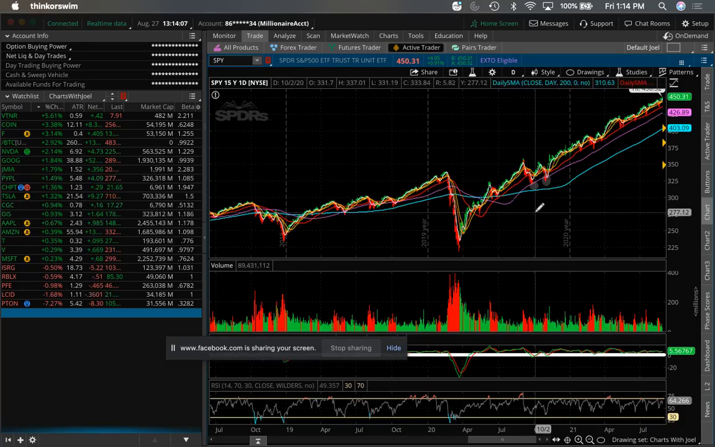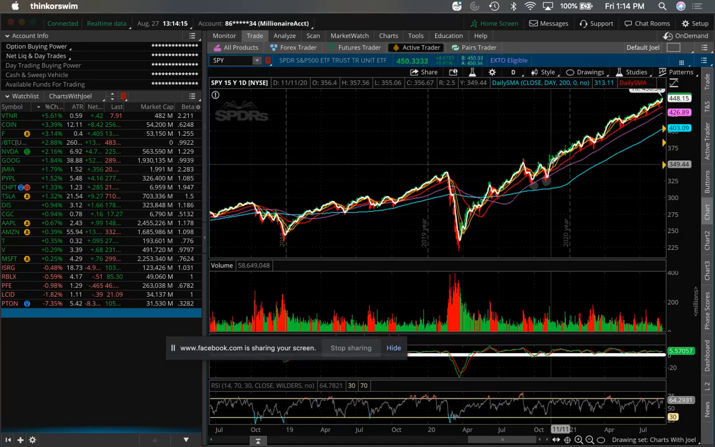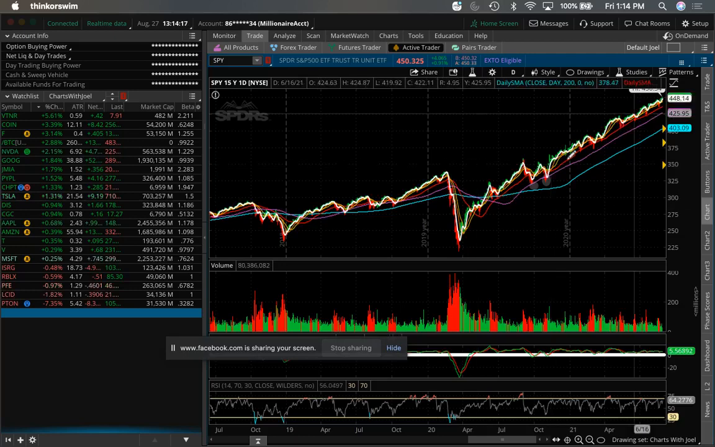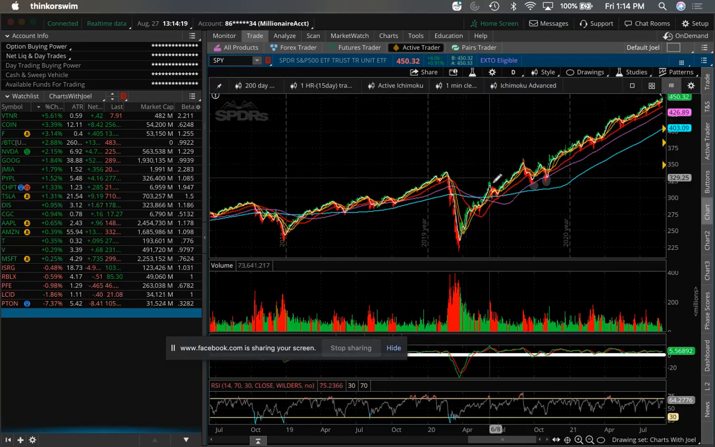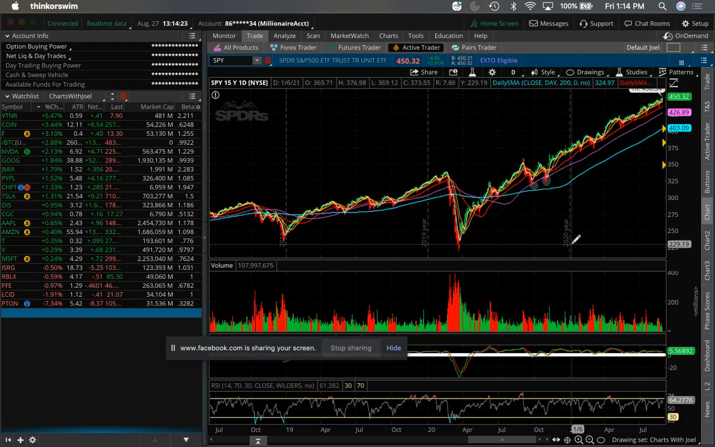Now, let's break down the charts. The 200-day moving average is for your longer term trade. If a stock is above here, it's bullish. I ain't got to go back and look at another chart to know that this is a bullish stock. I just pull up the day chart. If the price is above the 200-day, it's bullish. If it's below it, it's bearish. If this is angled down, it's bearish.